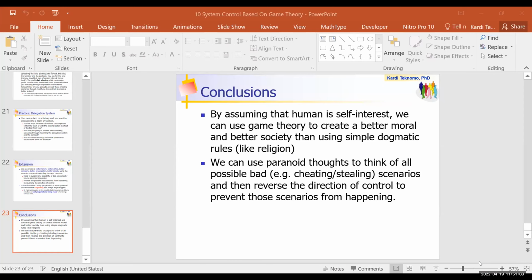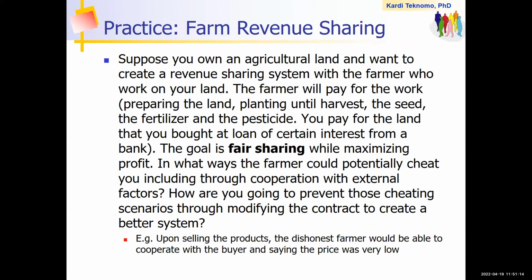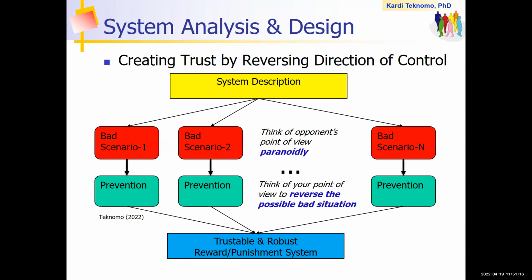If you look at this diagram, first you think from the opponent's point of view, and then you reverse your thinking. What is this? This is exactly what you are doing in Nash equilibrium, isn't it?